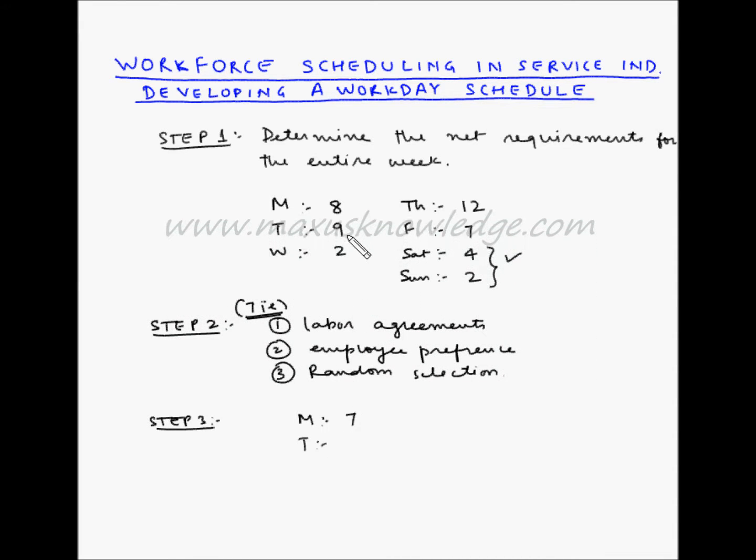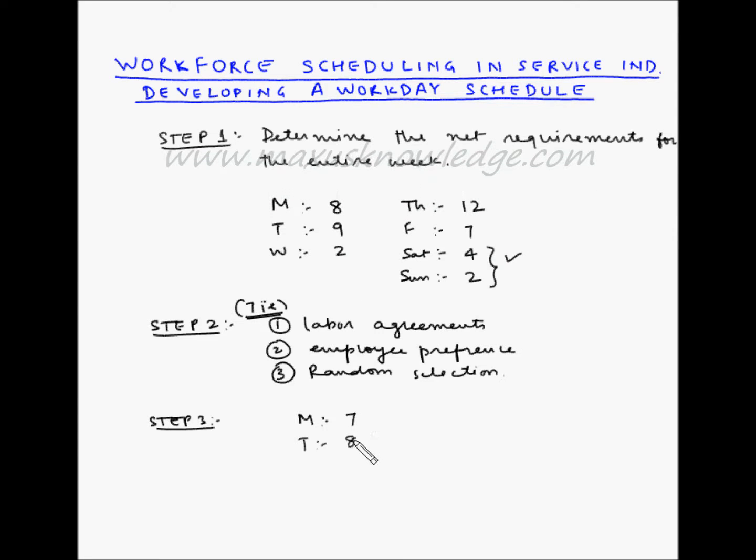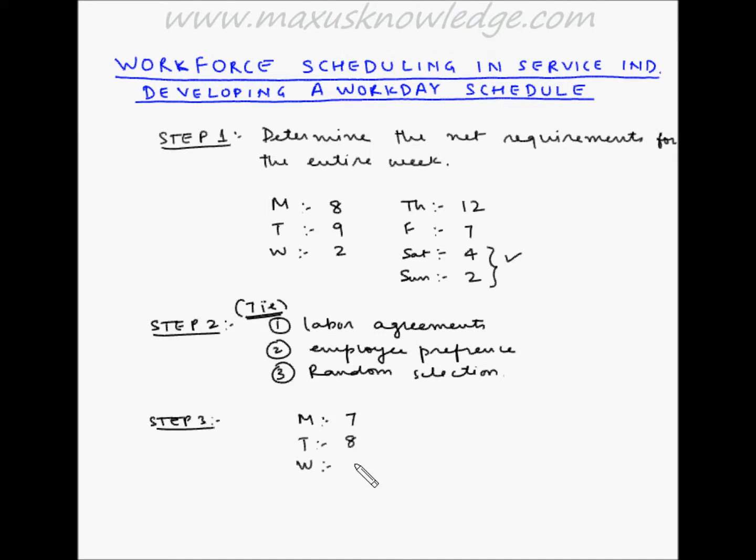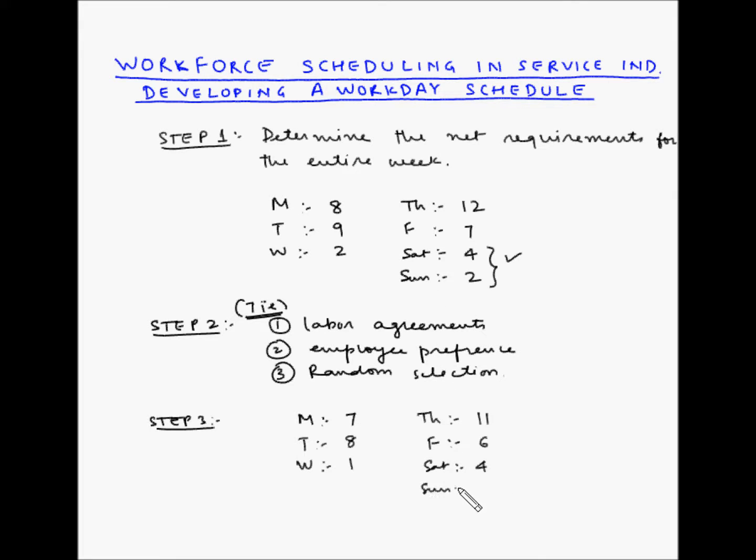For Tuesday, 9 minus 1, which is 8. For Wednesday, 2 minus 1, which is 1. For Thursday, 12 minus 1, which is 11. Friday, 7 minus 1, which is 6. And Saturday, Sunday, because employee number 1 is going to take off, so the net requirement still remains the same. So for Saturday, 4, and Sunday, 2.